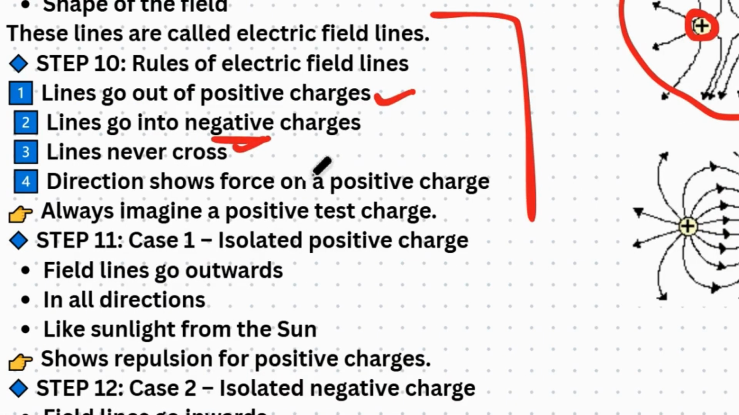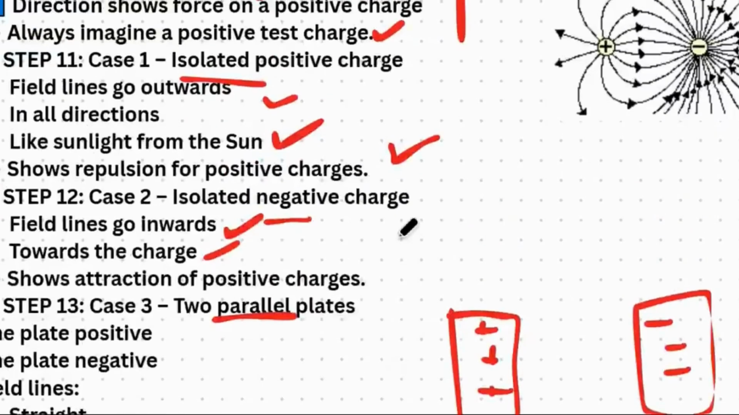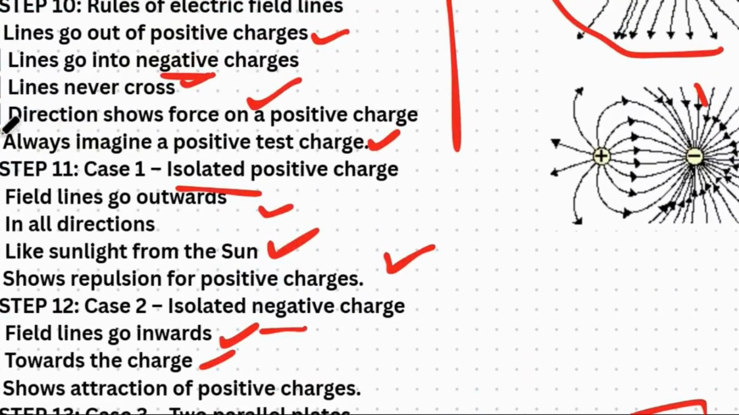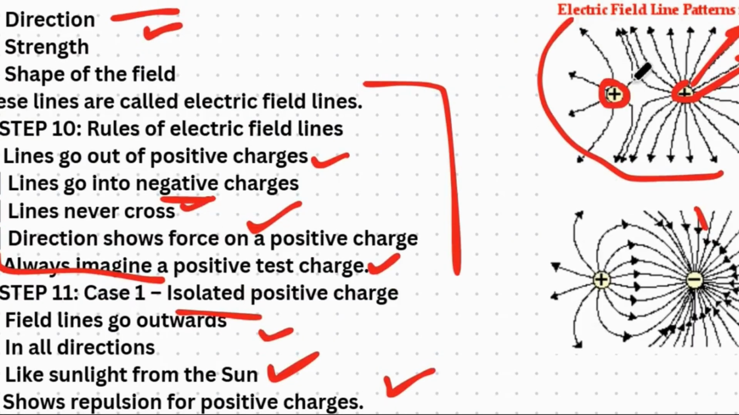And then its direction shows the force on a positive charge. Always imagine a positive test charge like this. Why do we always imagine positive? The simple reason is that it's the simplest possible situation to understand an electric field. Think of it like this: before learning about two charges, plates, and complex shapes, we must first understand how one single charge affects the space around it.